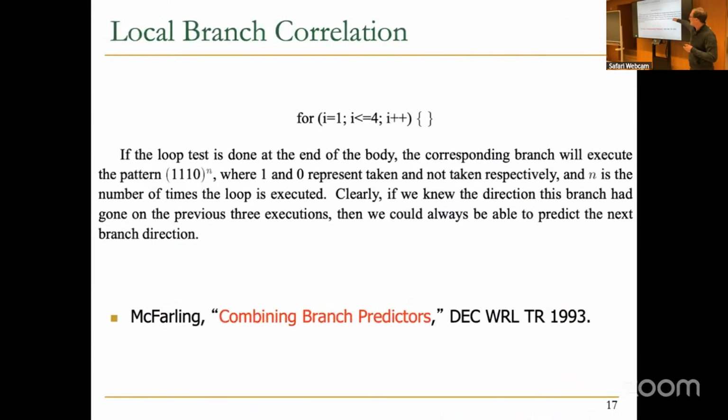And this is a nice excerpt from McFarling's paper. Essentially, if you look at this loop, this loop test branch that's done at the end of the body executes a pattern that looks like this, 1, 1, 1, 0, which is taken, taken, taken, not taken. Clearly, the loop iterates 4 times. So you can actually predict exactly what the direction of this branch would be as long as you know where you are in this pattern. If it's 1, 1, 1, 0, the next one will be taken because you're going to enter the loop. If it's 0, 1, 1, 1, the next one will be 0 because you're going to exit the loop. And that's the idea, basically.